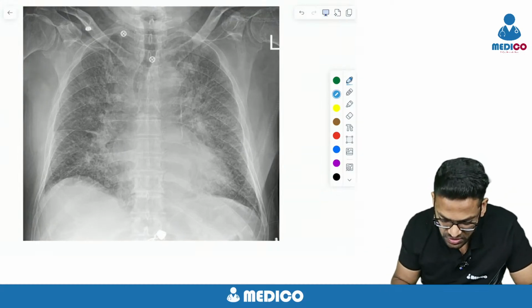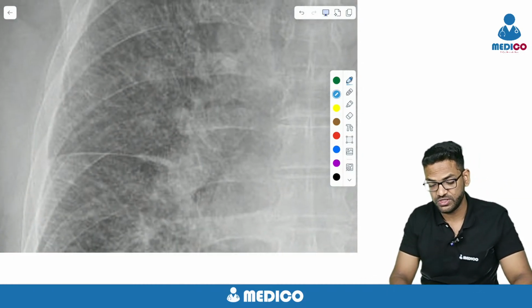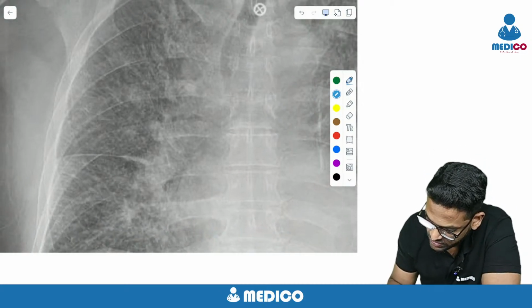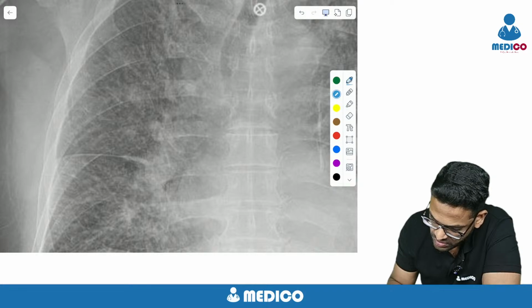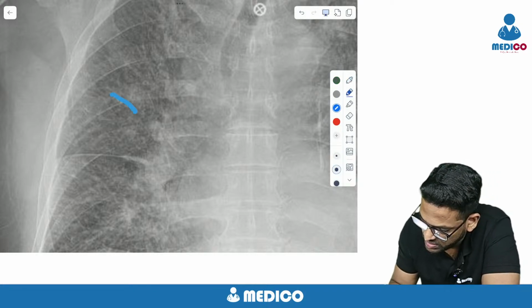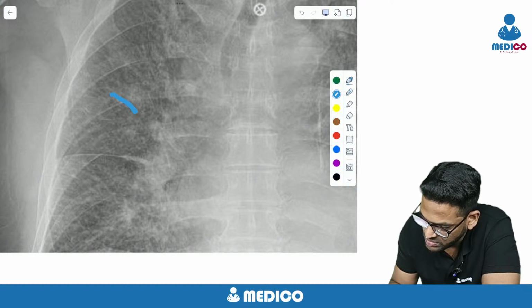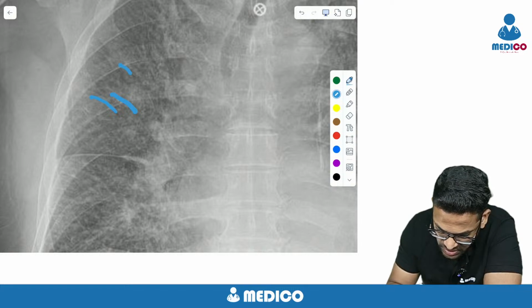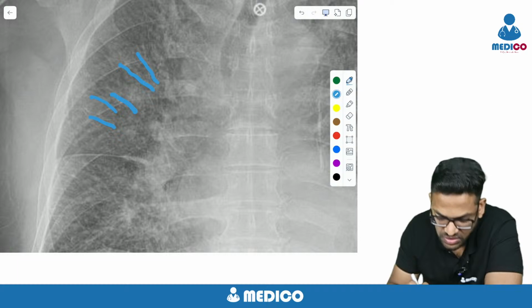You can see that if you just zoom in, you can see multiple areas where you can see lots of lines. Sorry about that. Let's use a thinner version. Lines here, so many lines. These are all curly lines.